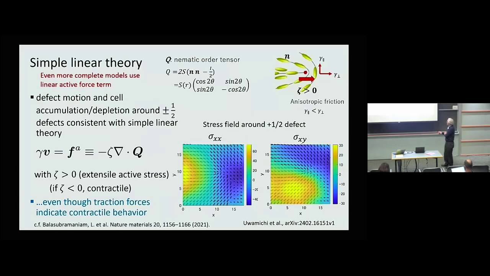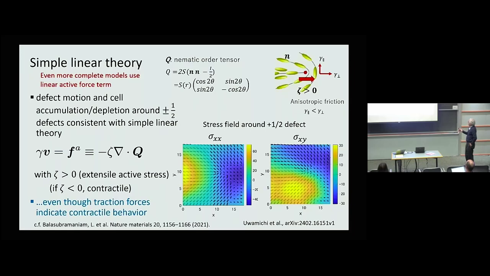If theta is positive, it's called extensile. And if theta is negative, it's called contractile. So this picture was consistent qualitatively. From this force field, we can infer that the force is a moving force. The velocity field is towards the head direction.